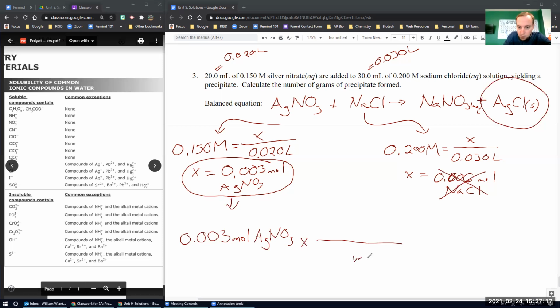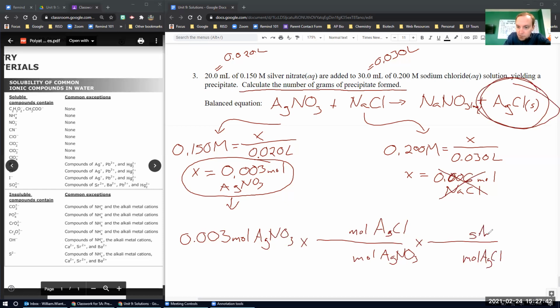So I'm going to put moles of silver nitrate here. We're going to put moles of our precipitate, AgCl, here. The question is asking us to calculate the number of grams, so we need one more step: moles of silver chloride to grams of silver chloride. That will get us to where we need to go. As you know, these units should cancel. Otherwise, we've done it incorrectly.